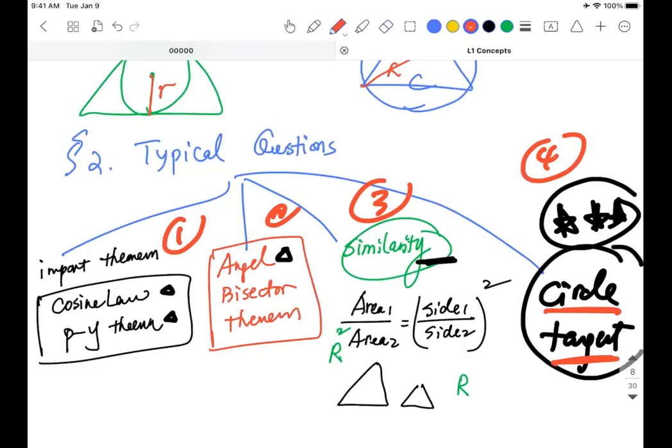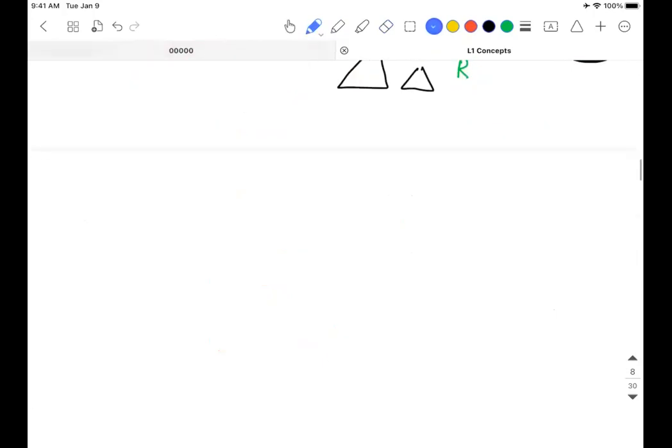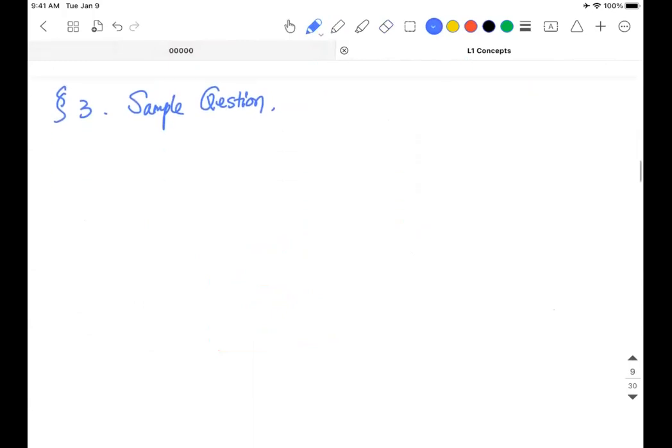All right, if all good, let's go to our category number 3, sample questions. We're always going to change our problems significantly for different lectures, so you're going to see these problems are super different from our previous sessions. Let's go for our first problem.